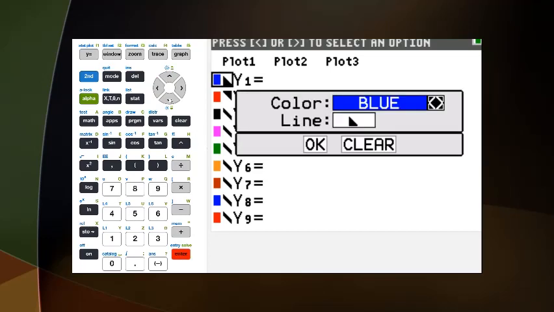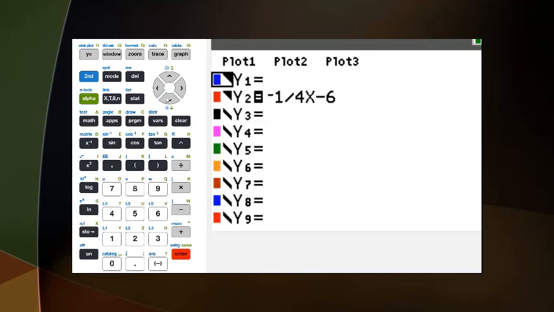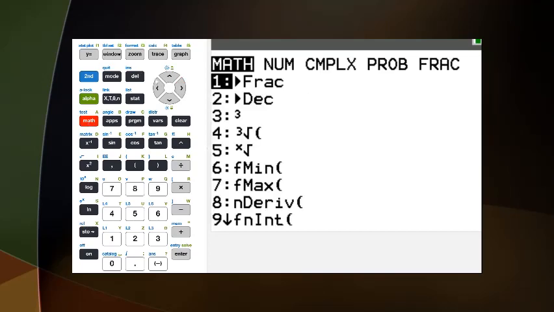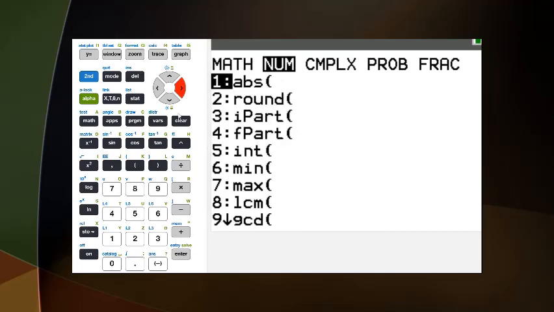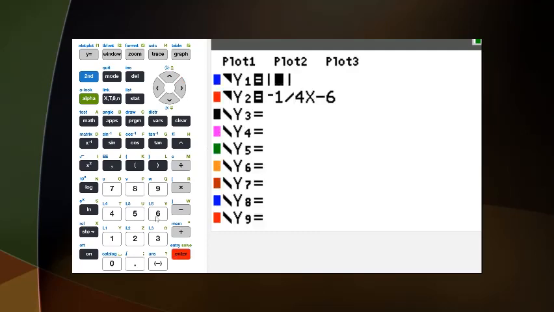I'm going to go down here and move that back. That gives me a greater than symbol. I'm going to hit enter and OK. And let's go ahead and enter this equation. And I got to get the absolute value in here. I'm going to hit math, go to number, and choose option 1, which is going to give me an absolute value. And we're just going to simply put in x. Get beyond that absolute value.